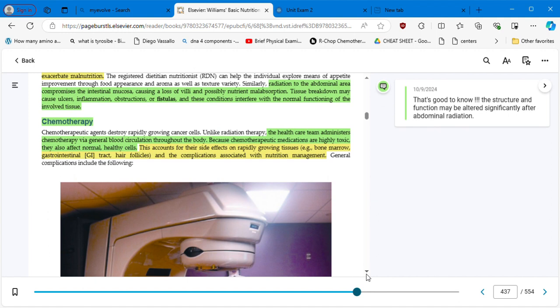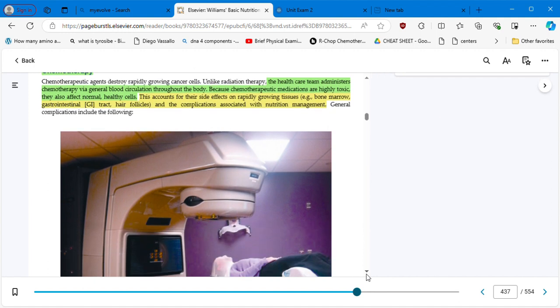Chemotherapy. The healthcare team administers chemotherapy via general blood circulation, meaning IV, right, through the body, because chemotherapy medications are highly toxic. They also affect normal, healthy cells. So think about it. A patient that is having, let's say, a stage 3 cancer, most of the time, some cancers in stage 3 require surgery first, then they are going to do chemotherapy, and then they are going to end up with radiation. Or maybe they are going to interchange between radiation and chemotherapy.